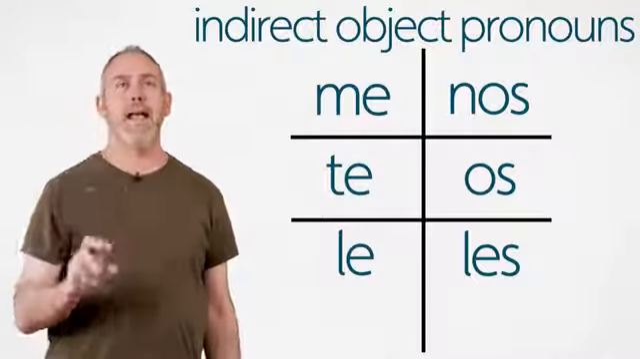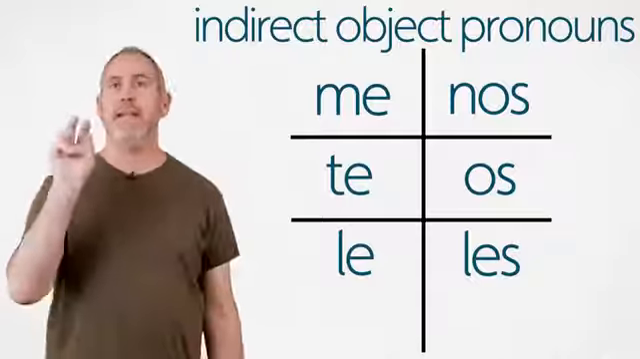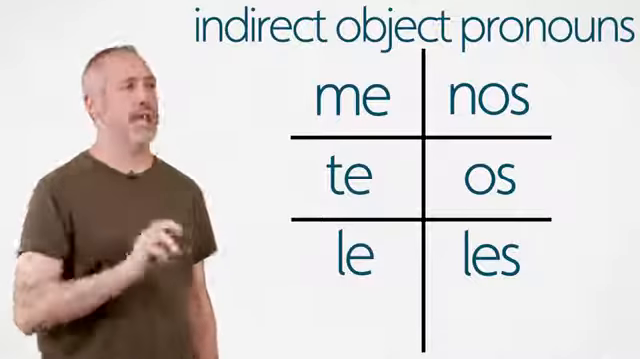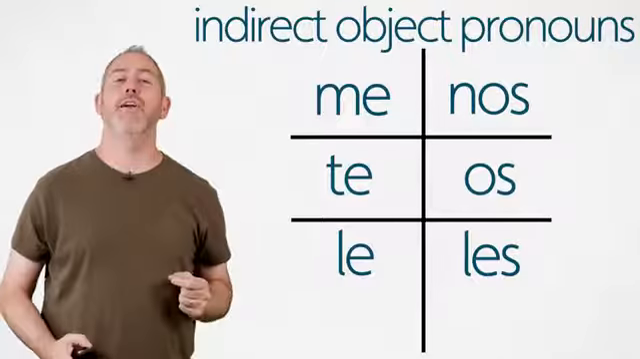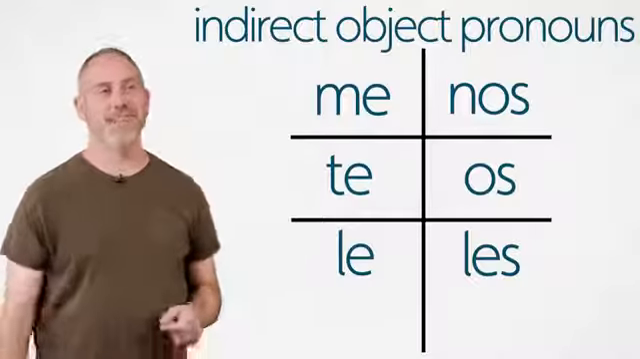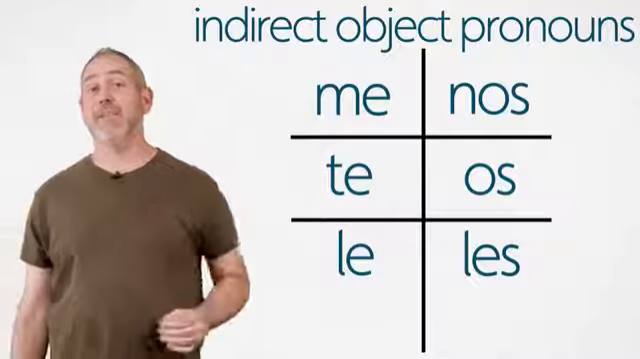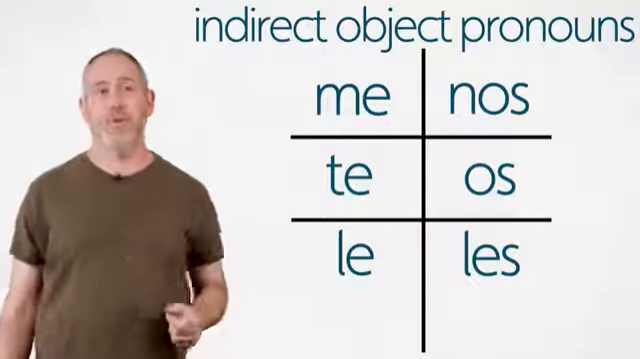Okay, so now you might want to just take a minute just to get it in your head. Me, te, le, nos, os, les. That kind of solidifies them in your head, in your mental chart, so that you can start putting them in the conversation. All right, now let's put these into sentences, okay?